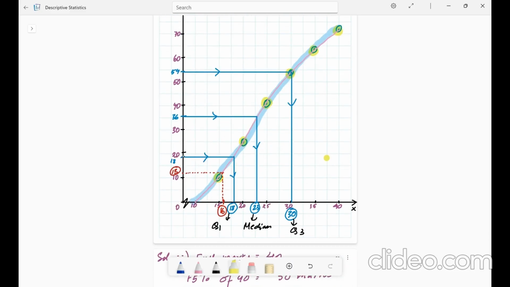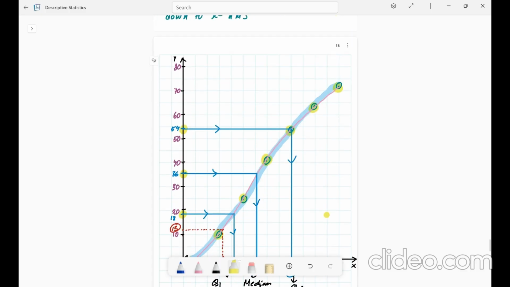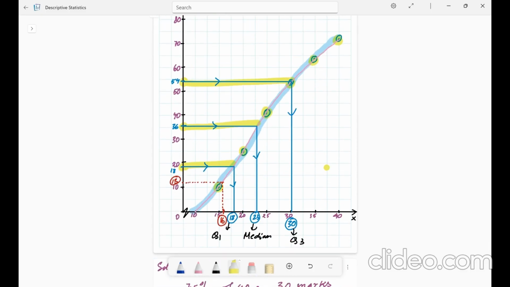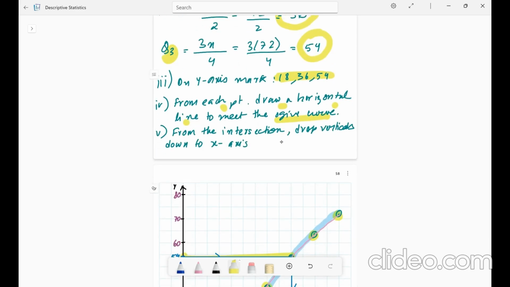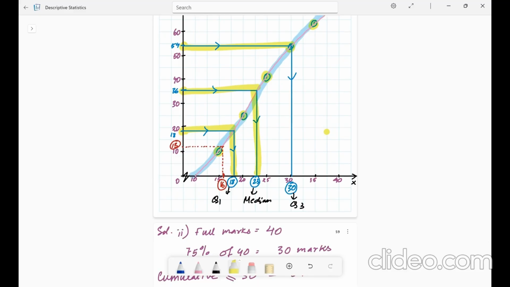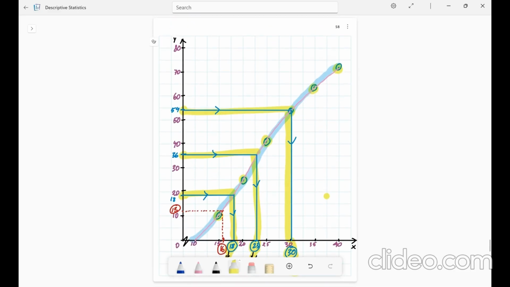We marked 18, 36, and 54 here. Then what do you need to do? From each point, draw a horizontal line to meet the ogive curve. We made the horizontal line and met the ogive curve here. Next, from the intersection, drop verticals down to the x-axis. The values we got are: 18, which is the first quartile, 23, which is the median, and 30, which is quartile 3. So this is how you draw it.